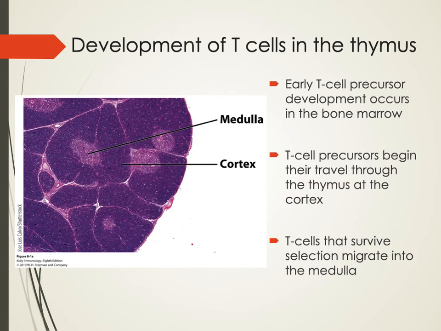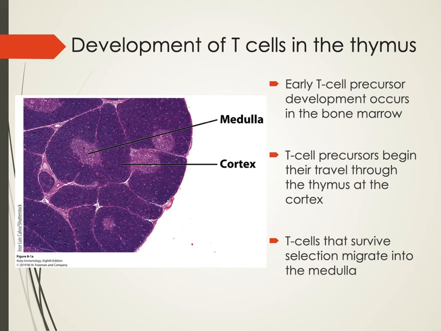So you'll remember from an earlier chapter that T cells develop in the thymus, and so the early T cell precursors are going to develop in the bone marrow, and then they're going to traffic to the thymus. Once they enter the thymus, they're going to be in the cortex towards the outside, but closer to the medulla because that's where the blood vessels are going to be located.